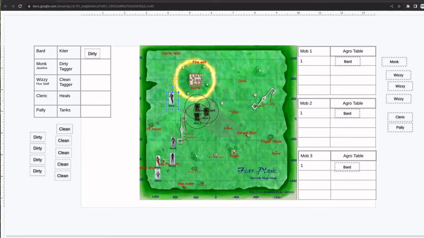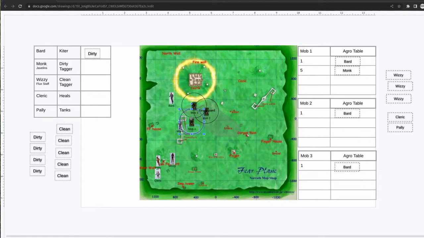Okay, now we have our Dirty Tagger. The Dirty Tagger is going to go up to the large group of mobs while they're at the bottom here and then tag one out. So we have our Monk. He runs up. He targets Mob 1. He throws a Javelin. So now that Monk goes onto the aggro table of Mob 1. Since he threw a Javelin, it generates a lot more aggro. We'll say 5. Since that's higher than the body aggro, that Mob 1 is now chasing after the Monk.